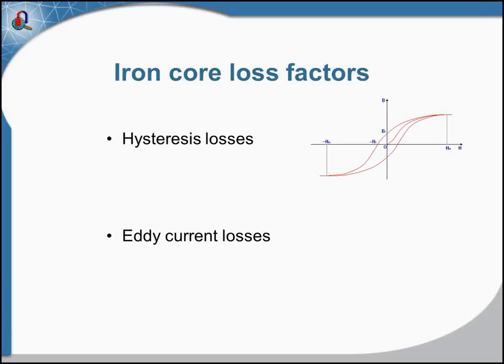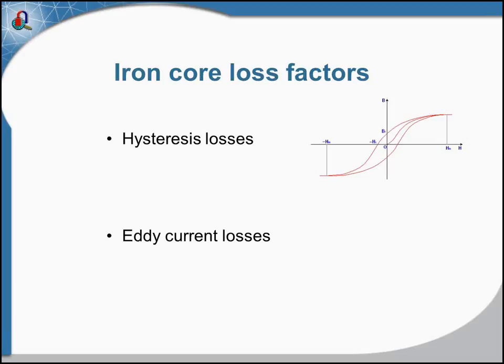These losses are usually called iron or core losses, and they are attributed to several factors. First of all, alternating magnetic field causes the structural changes in the material on the micro level due to the magnetic domain polarization. These changes consume energy. They are related to the hysteresis effect and usually called hysteresis losses.